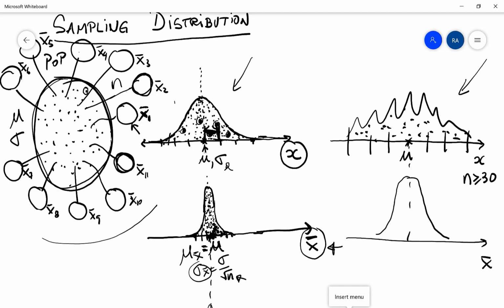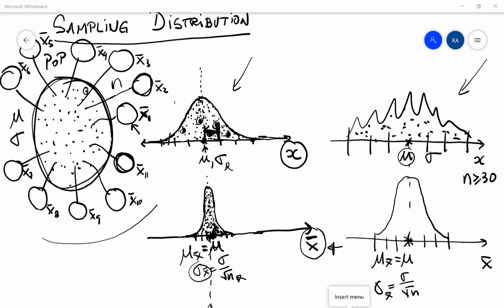That is a great discovery, and the center of the distribution will be the true parameter, the true mean of the population, and the standard deviation of this distribution will be the standard deviation of the population divided by the square root of n. That is the standard deviation of all sample means, and this is the mean of all sample means. That is the central limit theorem.